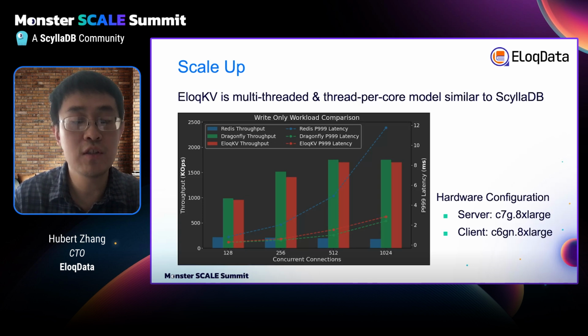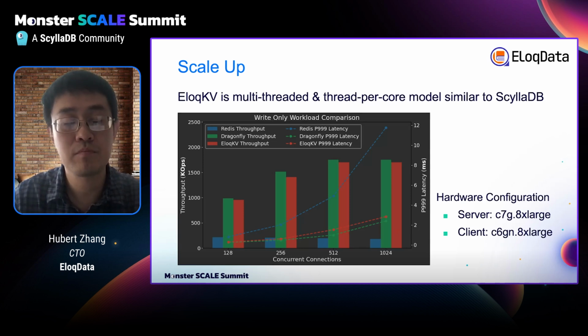Dragonfly is a state-of-the-art Redis alternative. The blue bar shows the performance of Redis, the green bar is for Dragonfly, and the red bar is for EloqKV. As you can see, EloqKV is 10 times faster than Redis, and has very similar performance compared with Dragonfly. Note that Dragonfly is just a point solution, which means it is still a single node and doesn't support transactions. As I mentioned earlier, EloqKV is a full-featured transactional database.